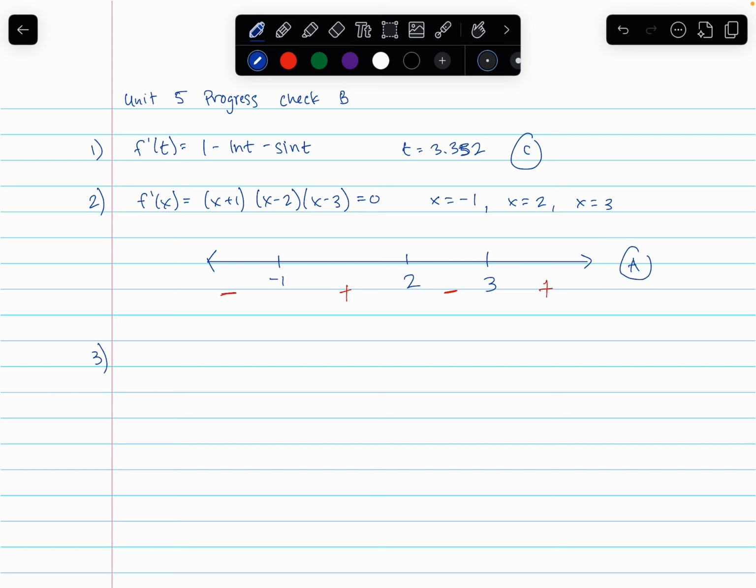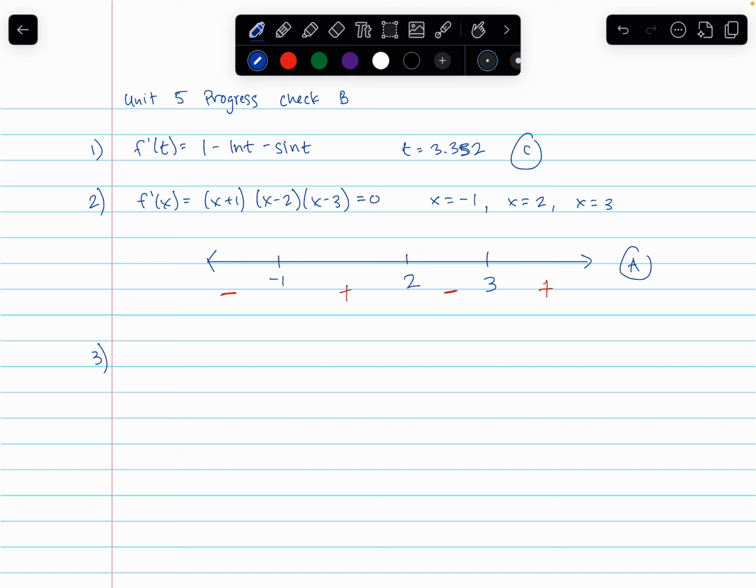So for 3, the graph of f prime, the derivative of f, is shown above from negative 1 to 5. Which of the following statements is true from negative 1 to 5? So the graph of f prime, the derivative of f, is shown. Okay.